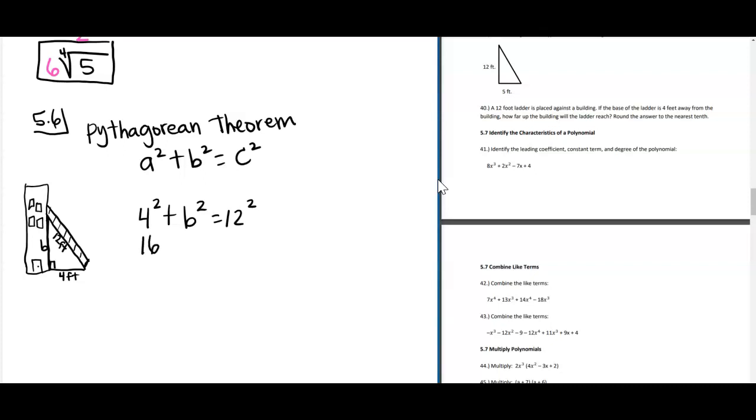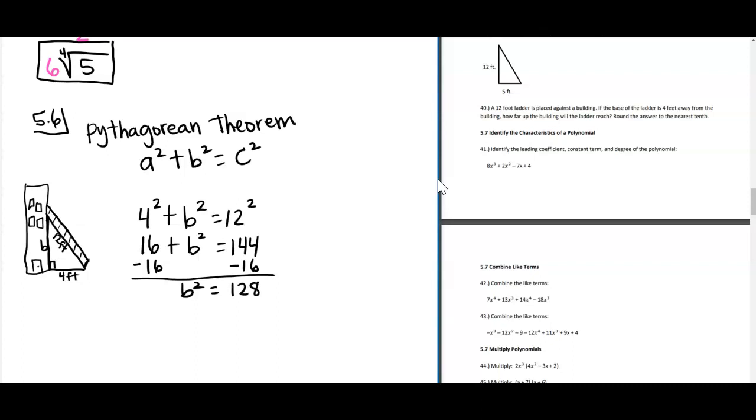So let's simplify what we have here. We've got 16 plus B squared equals 144. Remember, 12 squared, you're doing 12 times 12, not 12 times 2. And so now we're going to do 144 minus 16 because we're trying to get the variable by itself. So let's subtract the 16 over, and then that will give us B squared equals 128.